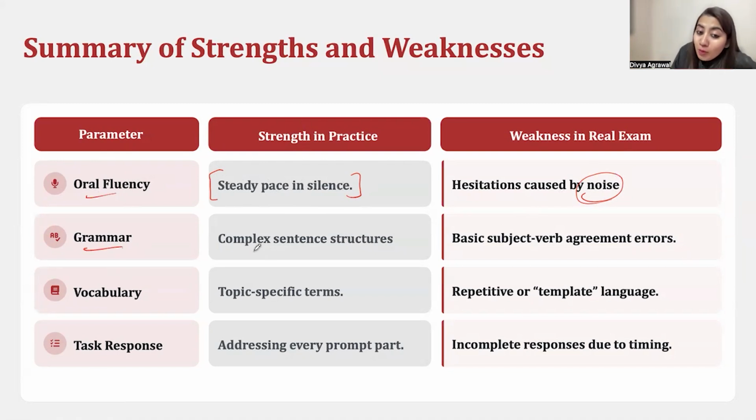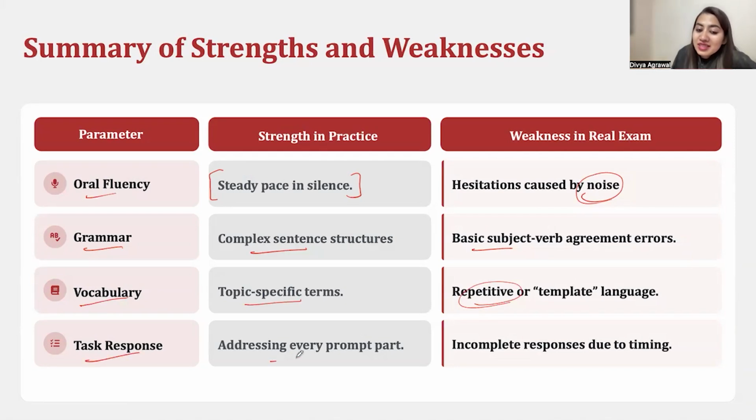Next is grammar. You're using complex sentence structures right now, but a basic subject-verb agreement error can cause you trouble. So, just make sure you're rechecking things, you're done with your revision, and you've not written any kind of error or spelling mistake. Next is vocabulary, the kinds of words you're using. Right now maybe you're using topic specific terms, but at that point of time, you are repeating things. You are using the same kind of templates for all the essay questions or anything, so try to learn synonyms at this place.